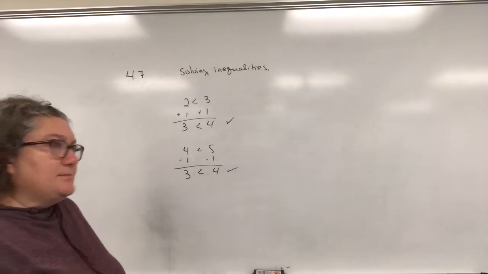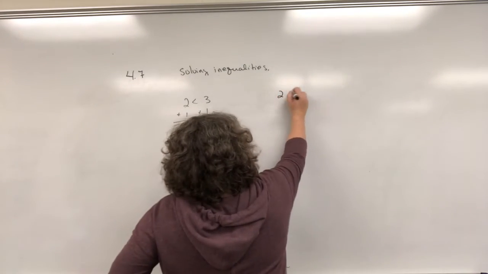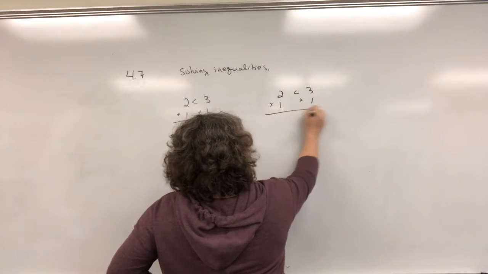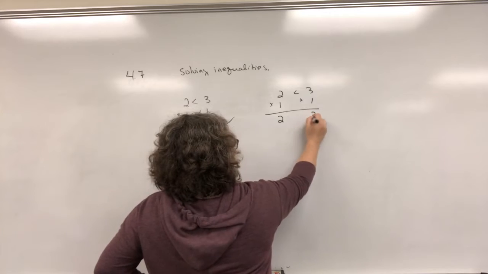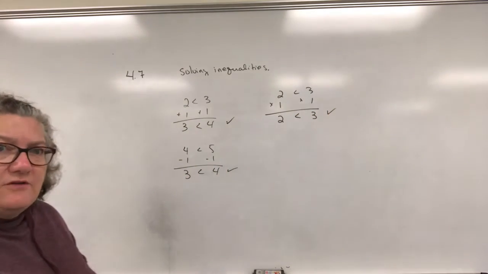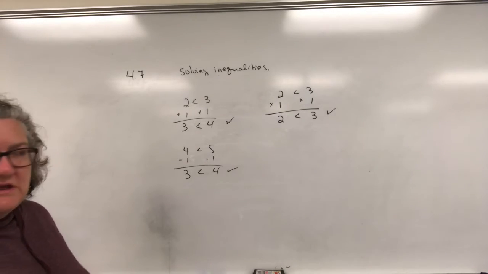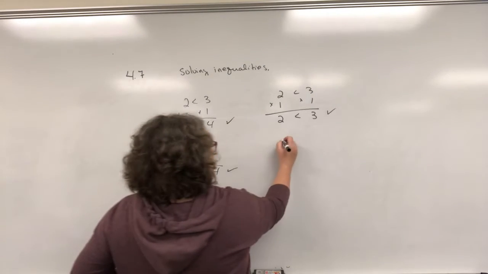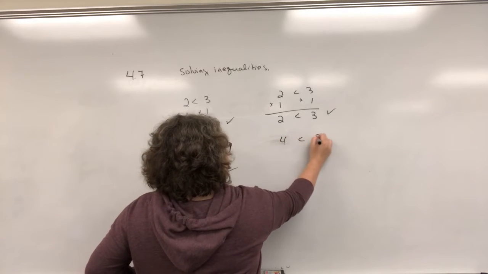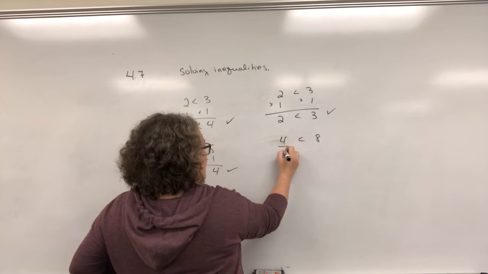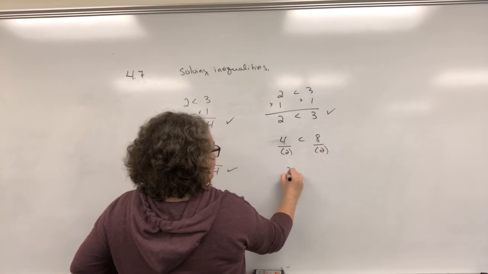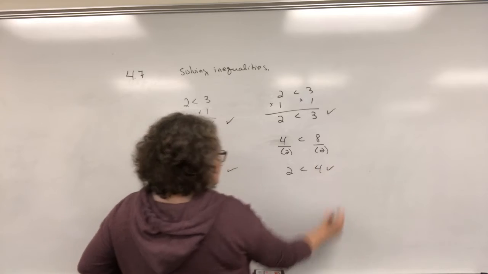What about if we multiply? If I have 2 less than 3, if I multiplied by a positive 1, that would be 2 and 3. And yes, that maintains the same, it's still true. It doesn't matter if it's a positive 1, positive 5, positive 10, it's still going to be a true statement. If I divided, let's do another number here, 4 less than 8. If I divided by a positive 2, then this would be 2 less than 4. That's still a true statement.